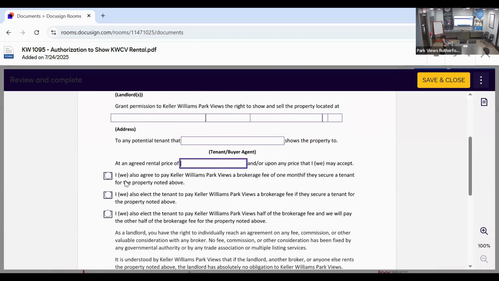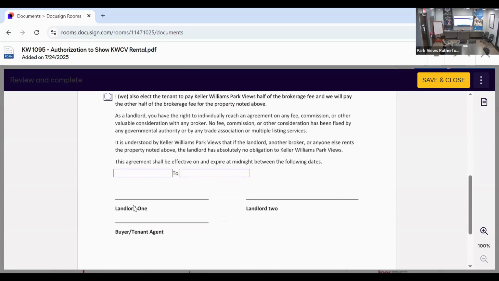And then these ask who's going to be paying the commission, whether it's the landlord, the tenant, or if the landlord's going to pay you and the tenant's going to pay you, so basically a half a month each. This is what you would bring with you on the rental side. You put dates in here of when this agreement's good for, and that would go into your tenant packet.